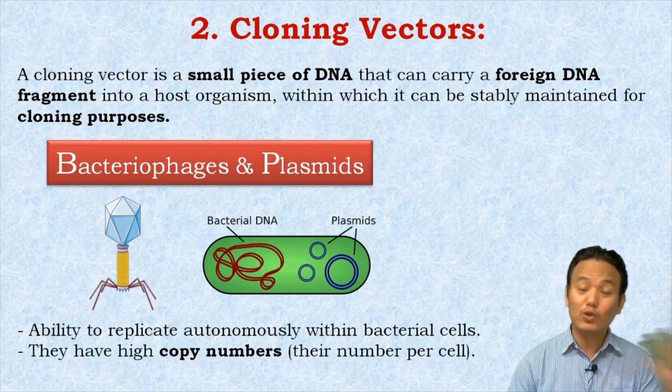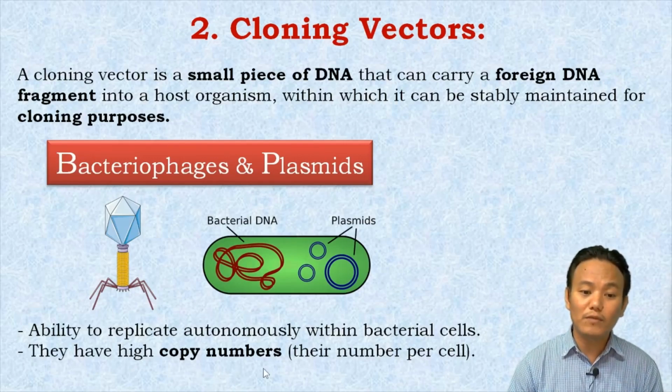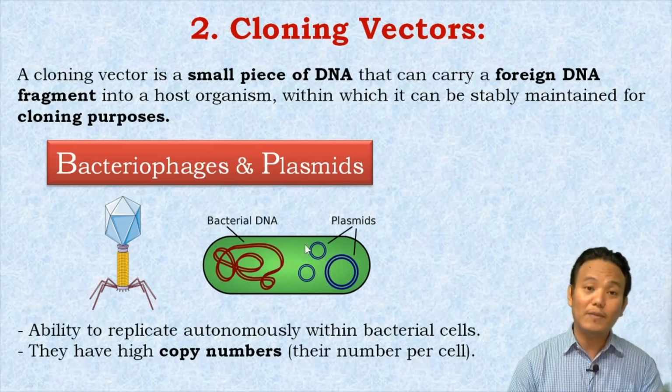Right, I have told you about plasmids, right? And in earlier days, bacteriophages and plasmids were used as cloning vectors. Why? Because bacteriophage DNA and plasmid DNA have the ability to replicate autonomously within the bacterial cells, and because of that, they have high copy numbers within the bacterial cell. What do we mean by copy number? Copy number is their number per cell, right? Bacteriophage DNA and the plasmid DNA autonomously replicate within the bacterial cell, thereby keeping their numbers high.